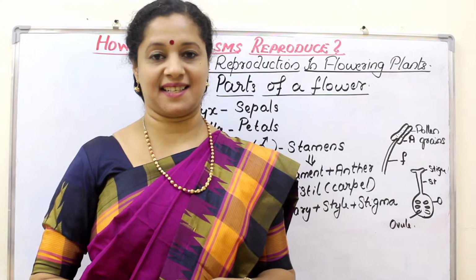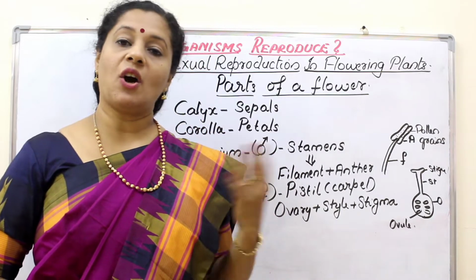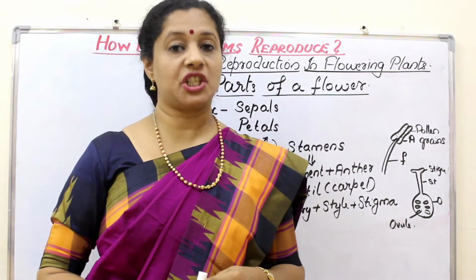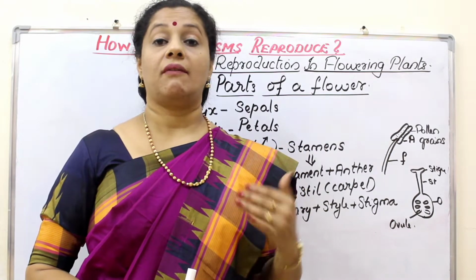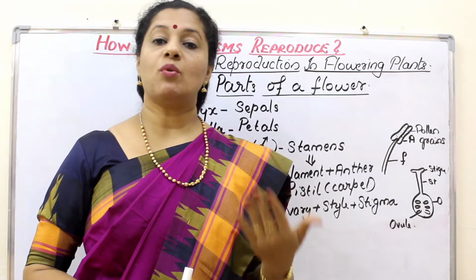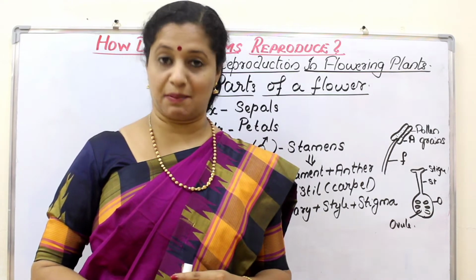I am Soumya Harikrishna. We are now learning the chapter How do Organisms Reproduce. We already discussed the general introduction of reproduction, then types of asexual reproduction and also why sexual reproduction. Now we move on to sexual reproduction in flowering plants, followed by that in human beings.